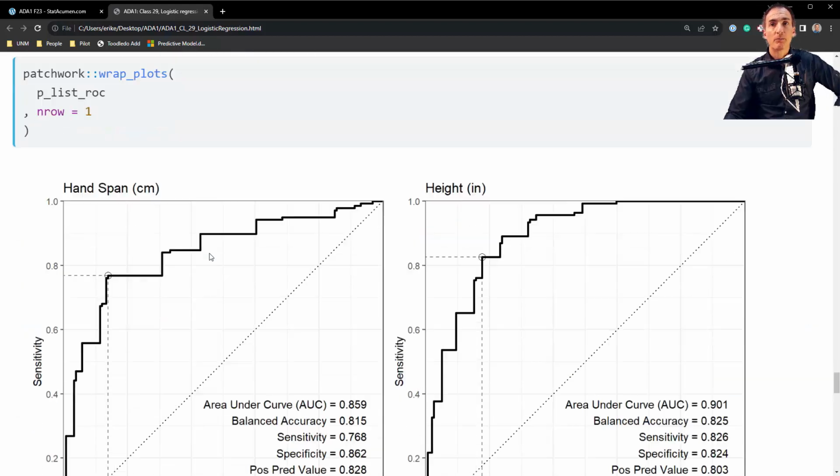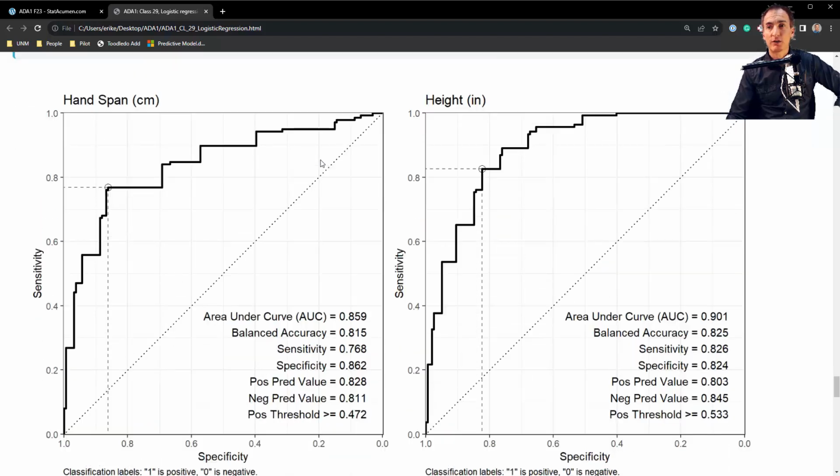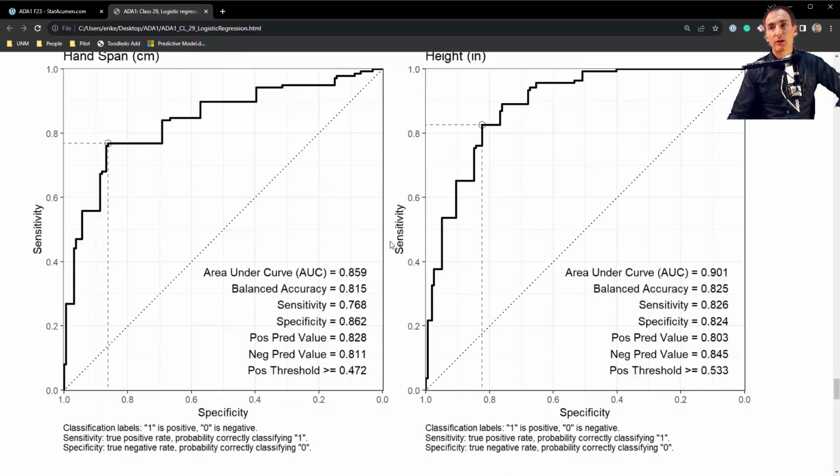Okay. Then I'm plotting these ROC curves, receiver operating characteristic curves. And some of these statistics that we saw in the tables above I've put also just right here on the plot. This curve right here is called the ROC curve. We've got something called sensitivity on the y-axis and specificity on the x-axis, though I've flipped the axis down here. Notice we've got 0 on the right and it increases to 1 on the left.